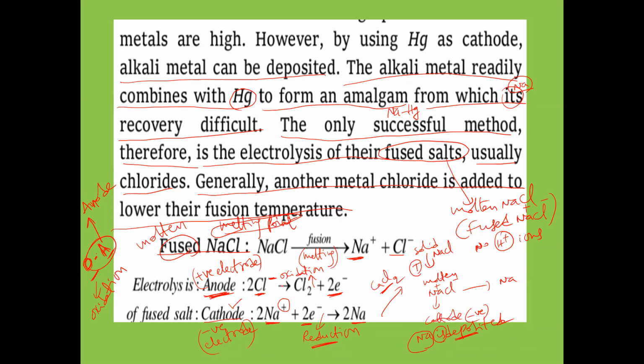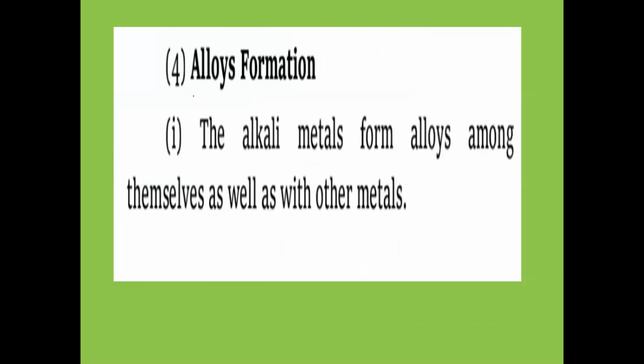Okay? Next, alloys formation. Alloy means what now here? The combination of two metals will give alloy. So the homogeneous mixture of two or more metals is called an alloy. The alkali metals form alloys among themselves sometimes, means one alkali metal will combine with another alkali metal as well as with other metals. Other metals means what now? Sodium amalgam. Sodium amalgam is formed by the combination of sodium, an alkali metal, with mercury.